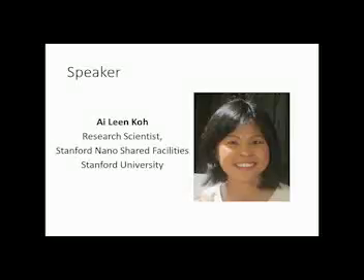Our speaker today will be Dr. Leen Koh from Stanford University. Leen is a research scientist in the Stanford NanoShared facilities, where she oversees the aberration-corrected monochromated Titan environmental transmission electron microscope. Leen obtained her PhD from Stanford University in 2008 and was a postdoctoral research associate at Imperial College London from 2008 to 2010. Her research focuses on the application of advanced electron microscopy techniques to solve materials-related problems.